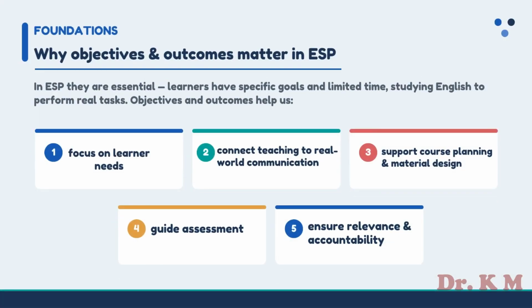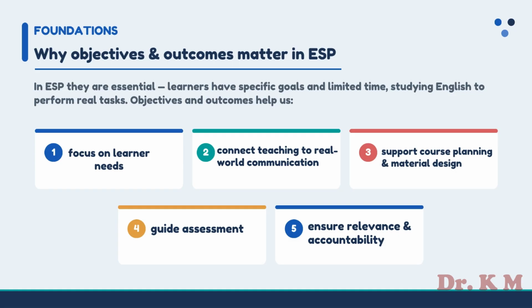Why objectives and outcomes matter in ESP. In any course, objectives and outcomes are important. But in ESP, they are essential because ESP learners usually have specific goals and limited time. They are studying English to perform tasks in real contexts, such as presenting research, handling customer complaints, writing reports, taking patient histories, or participating in academic seminars.